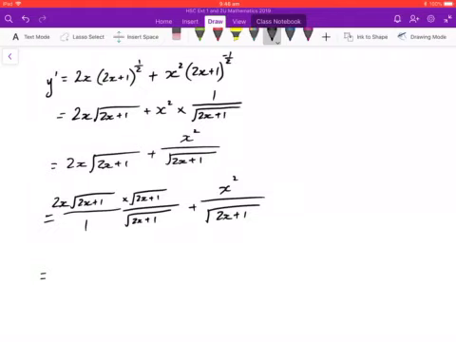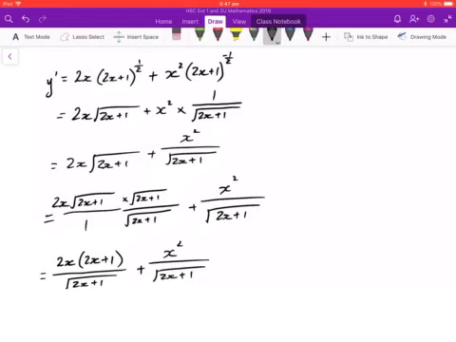So root 2x plus 1 times root 2x plus 1, I'm just left with 2x plus 1, not the square root. It's a full lot. So it's just 2x plus 1. Now the denominator, however, is the square root of 2x plus 1, and you notice that now it matches up. X squared over root 2x plus 1.